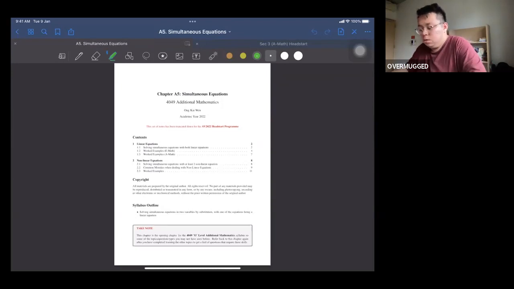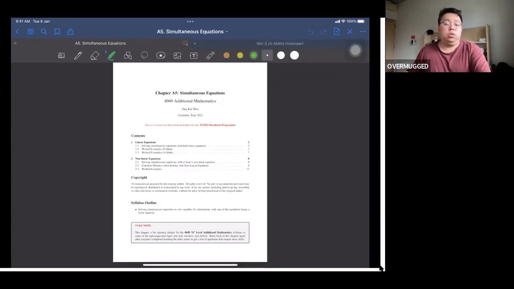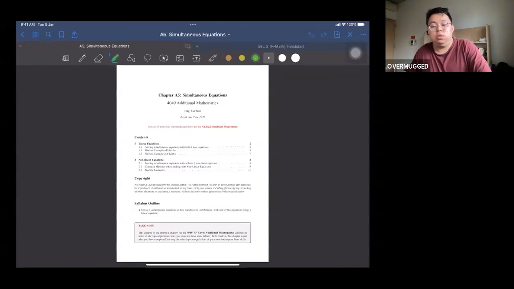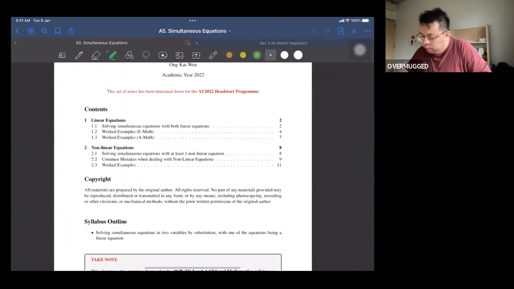So clearly the title is Simultaneous Equations, and we're going to cover a little bit about what this is. Now, everyone already knows what simultaneous equations are, because this is a concept in lower sec math, and I think everyone already knows the elimination and substitution methods. Okay. So let me just read some stuff off my notes.